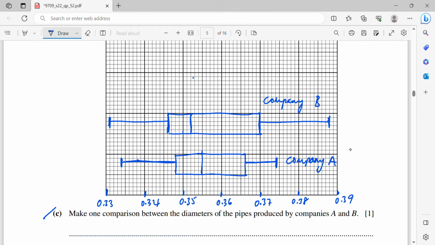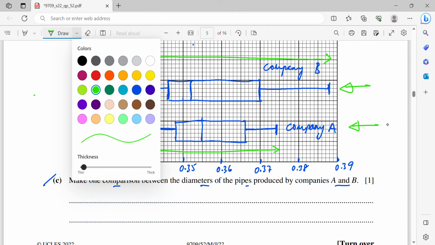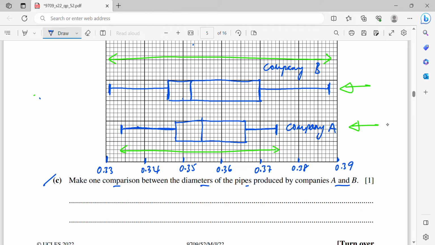Alright, so now make one comparison between the diameters of the pipes produced by companies A and B. The comparison will be based on the box and whisker plots that we have just solved. From here we know that obviously for company B, there is a big gap. Look at here, from the smallest to the maximum, it is having a higher range, or higher gap, than company A.